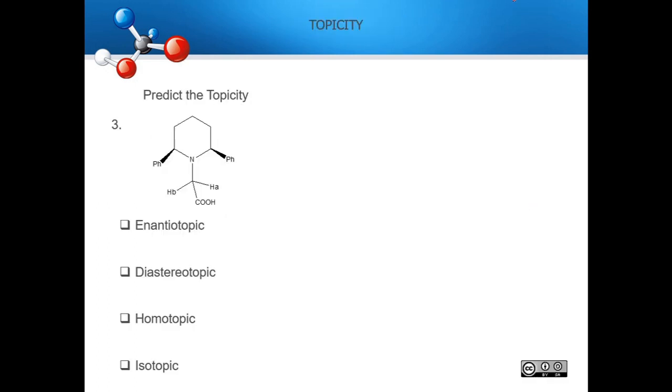Let us come back to this problem. So what is it? Predict the topicity. We need to predict the topicity of these two hydrogens over here. Now if we look into this molecule, and if you draw a plane over here, this molecule has a plane of symmetry, so it can exist as a meso.